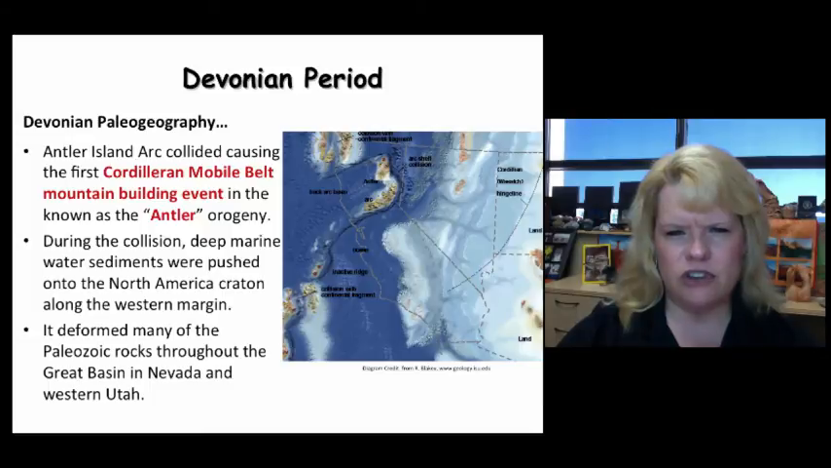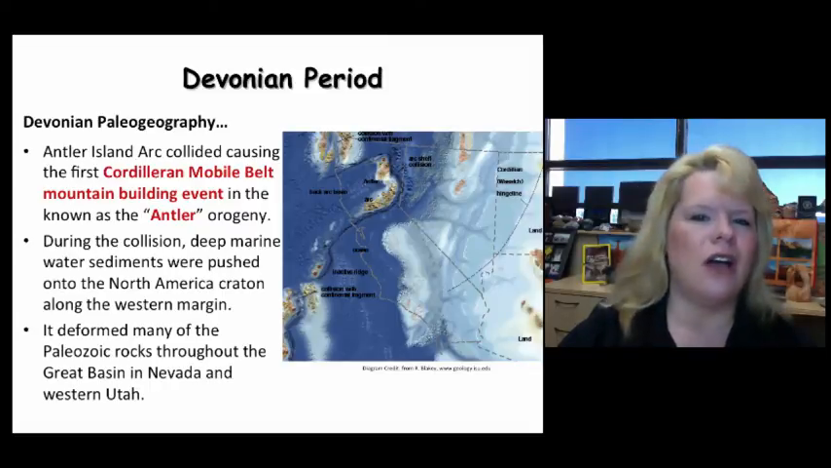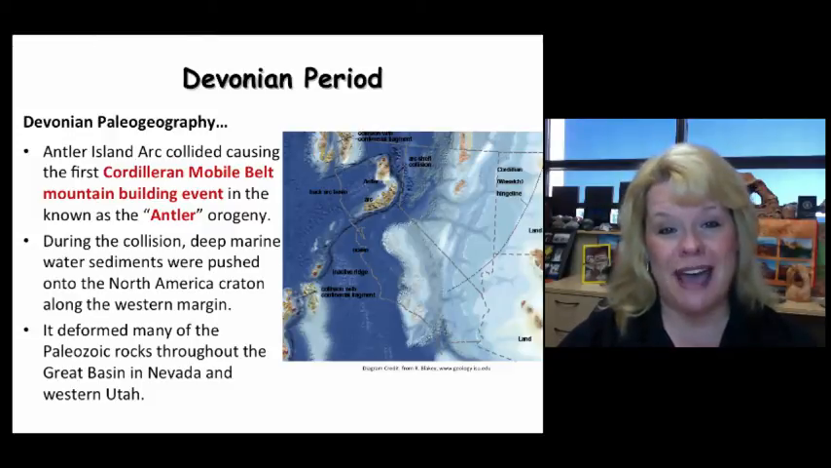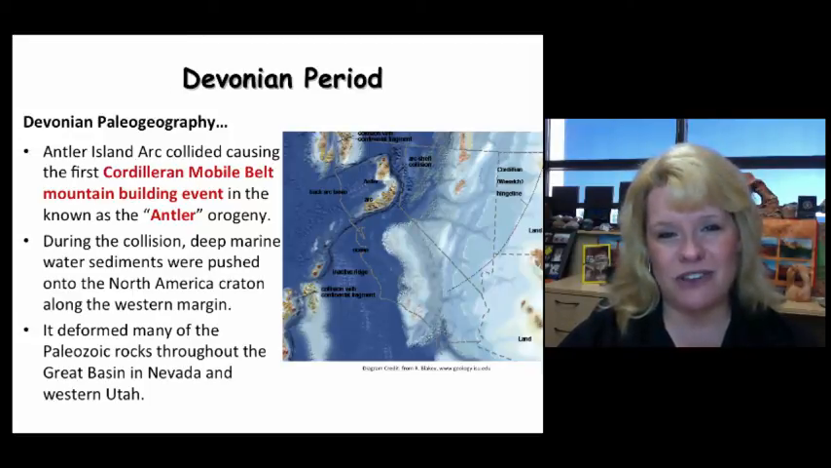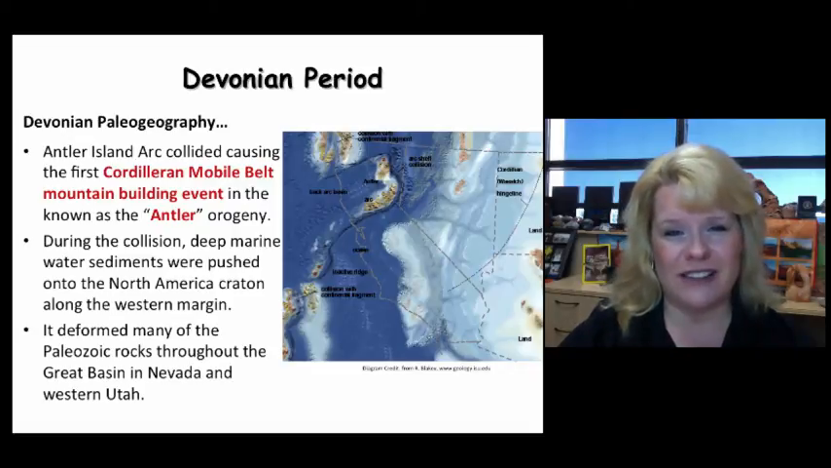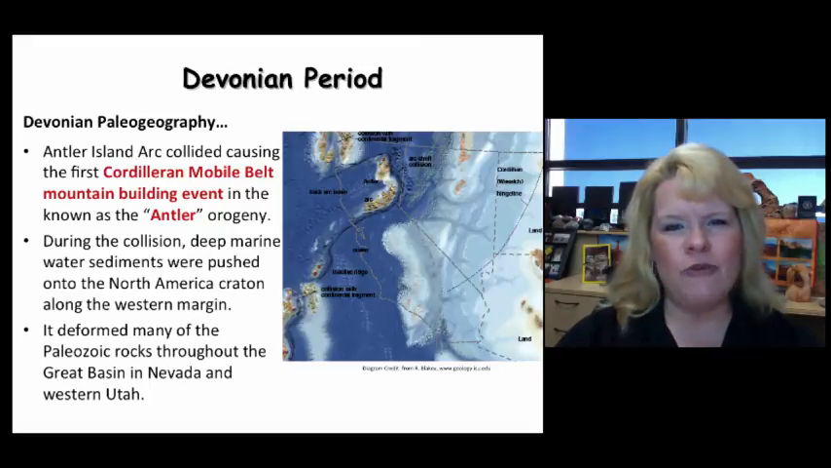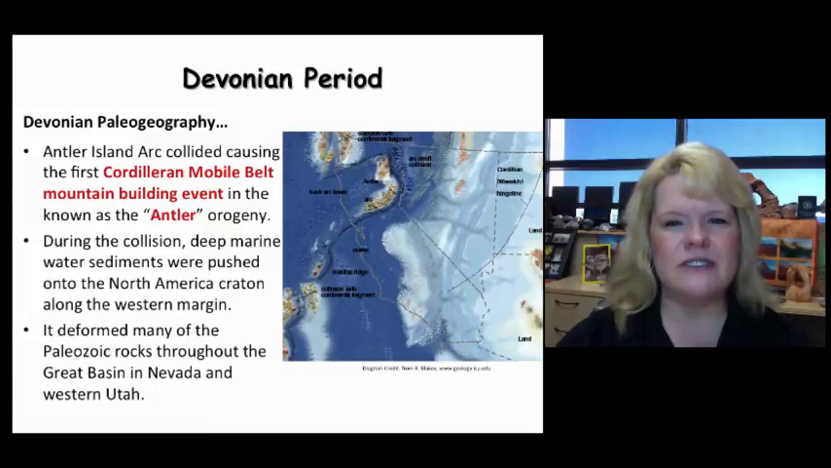So let's set the stage here for a minute and understand that the west coast is not all bare yet, as to what you're used to seeing as the edge of the craton. It has not been sutured on yet. We're going to get some add-ons. This is one of those beginning add-ons. Also note that this is the first mountain building event we've had in the west coast for the entire Phanerozoic thus far.